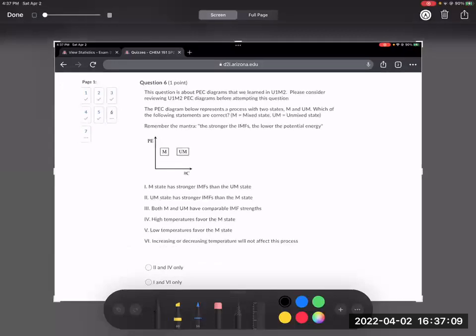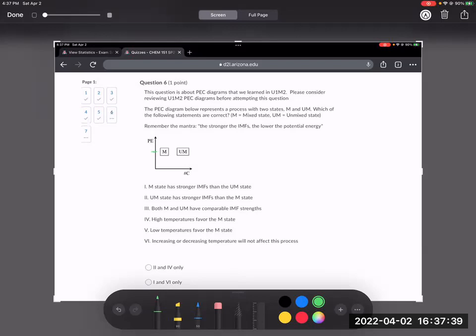You're given a PE diagram. You must determine where we have strong intermolecular forces, in the mixed state or the unmixed state, M state or the UM state, and also what happens when you increase or decrease the temperature. Will it favor the mixed state or the unmixed state? In this particular PE diagram, both the mixed and the unmixed state are at the same potential energies. They are around this value over here.